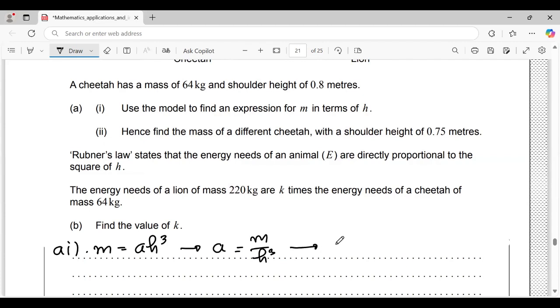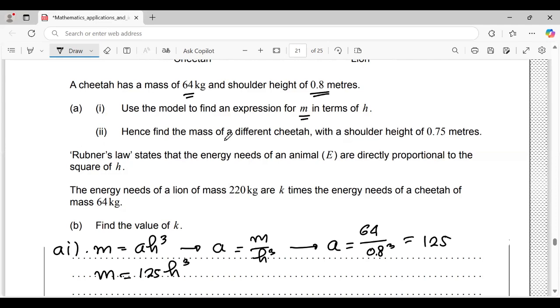Okay, and M is 64 over height 0.8 cubed. And if you calculate, the result is 125. I have calculated on my calculator. So M equals this one, M equals 125 H cubed.